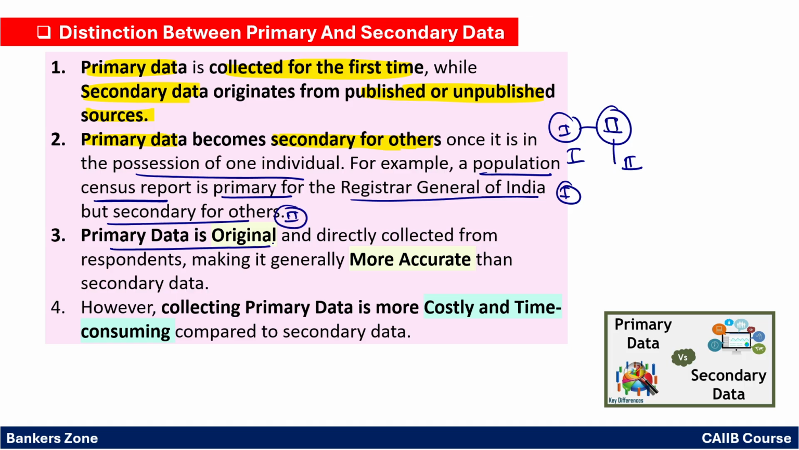Primary data is original and it is directly collected from the respondent. So obviously it will be original and more accurate, right? So primary data is original and more accurate than the secondary data. However, collecting primary data is more costly and also more time consuming as compared to the secondary data.